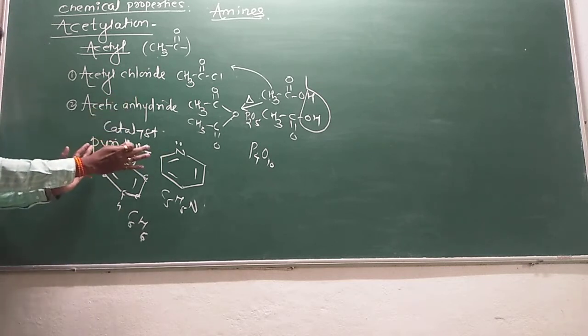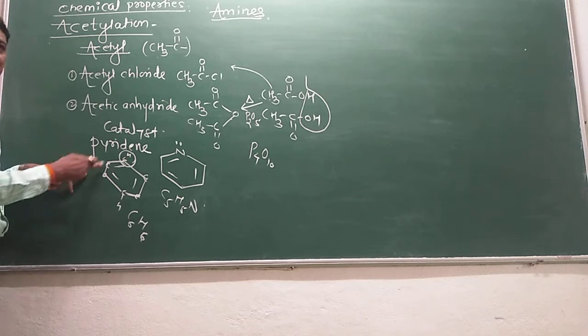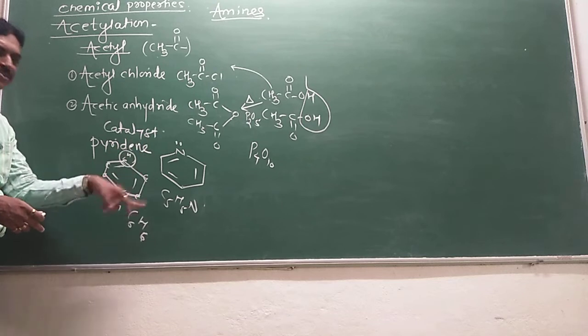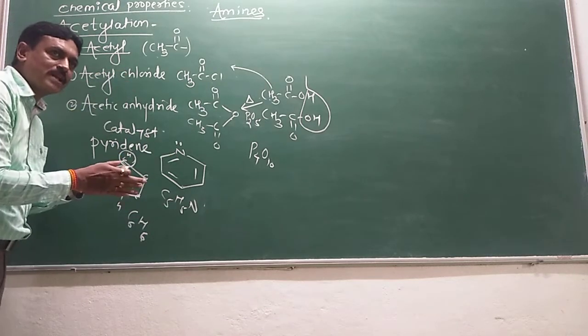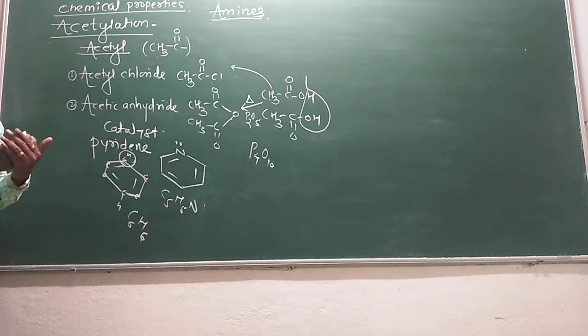What is the difference between these two compounds? Benzene is a homocyclic compound as the ring is formed by the same carbon atoms, but pyridine is a heterocyclic compound. This ring is formed by 5 carbons and 1 nitrogen. Hence, it is a heterocyclic compound. Why is pyridine used in this reaction?